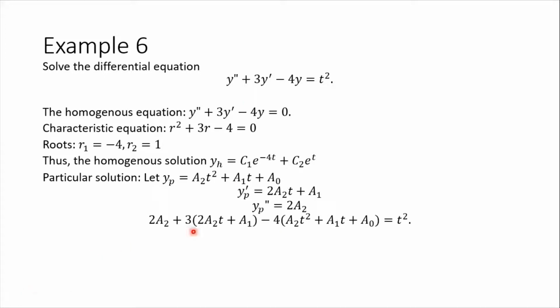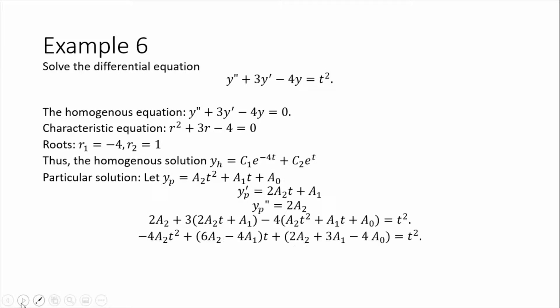Okay, put it back to the original equation. We have, what is this? Yp double prime, put it back here, 2a2. And we have yp prime, this one, 2a2 t plus a1. We put it back to this one, 3 times the y prime, we put it back here. And then the last one is the y. We put it back to minus 4, we put the yp in here. So all of this we put it here and we get this, right? And this is supposed to be equal to what? To t squared. Okay, so left hand side and right hand side should be the same.